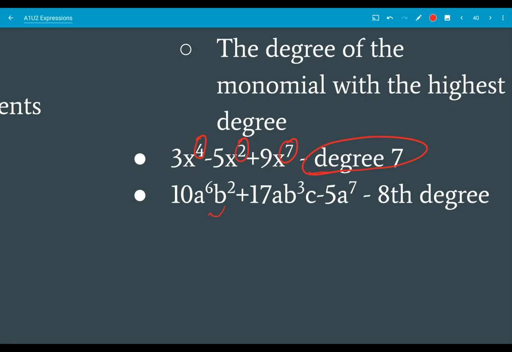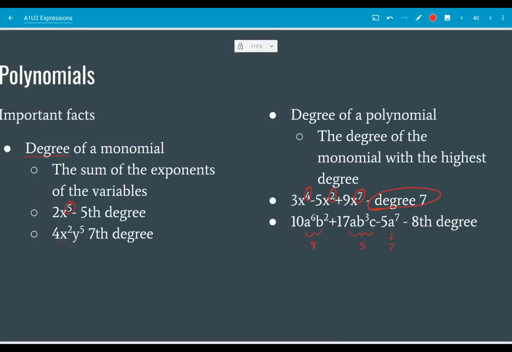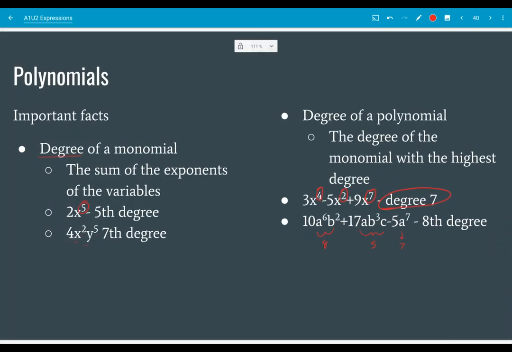The next one we do the same. So this one is 8. This one's 5. This one's 7. So that particular polynomial is an 8th degree polynomial. So that's another way we can classify polynomials, is by their degree.